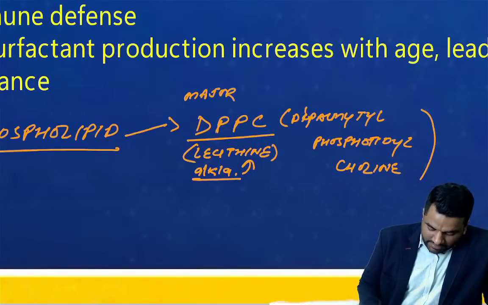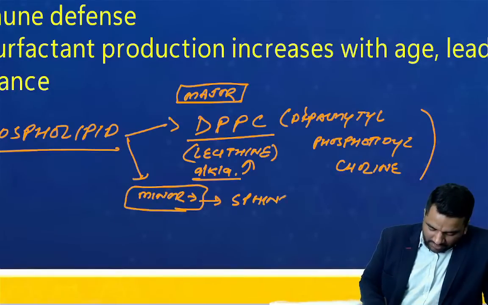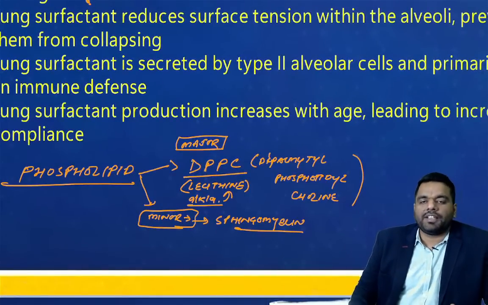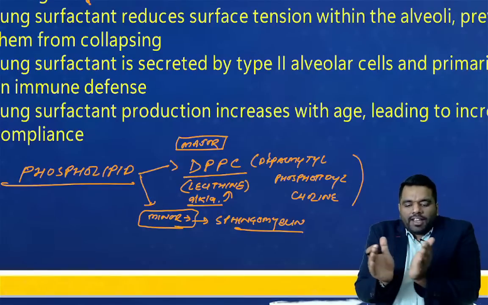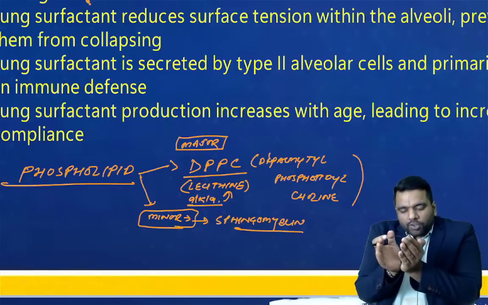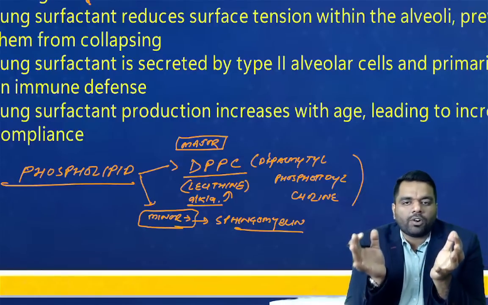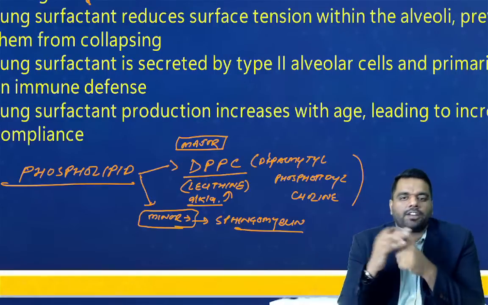This is your major surfactant. And which one is your minor surfactant, guys? Which one is your minor surfactant? That is your sphingomyelin. Sphingomyelin, right, beta? And what is the function of this surfactant? Basically, it reduces the surface tension and it increases the compliance. And what is compliance? Compliance means stretchability of the alveoli. So if air has to go inside the alveoli, the alveoli must stretch up, and this stretching of the alveoli we call compliance, and this surfactant increases the compliance and decreases the surface tension.